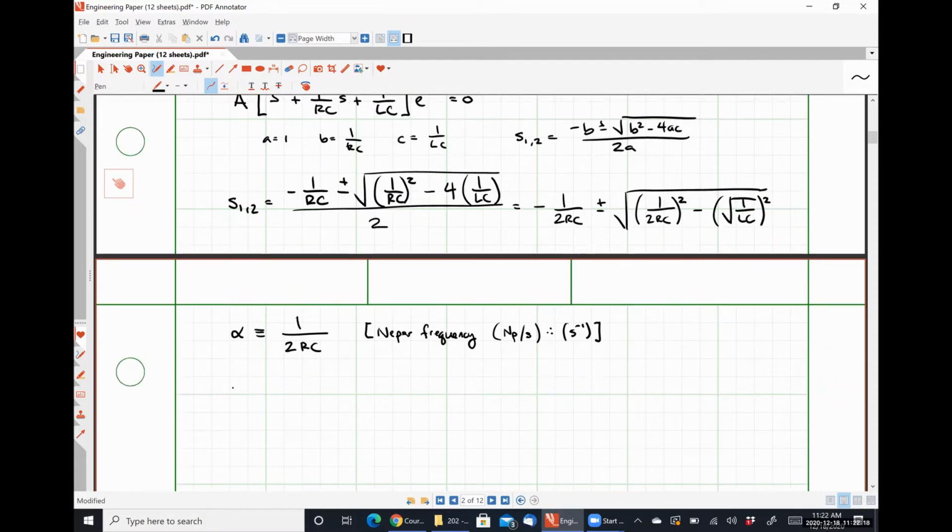I'm going to define omega naught as the square root of 1 over LC. This is what's known as the resonant frequency. It has units of radians per second, which is effectively the same thing as per seconds. Resonant frequency is something you are going to talk about a whole heck of a lot when you get into resonant circuit analysis in circuits 3.